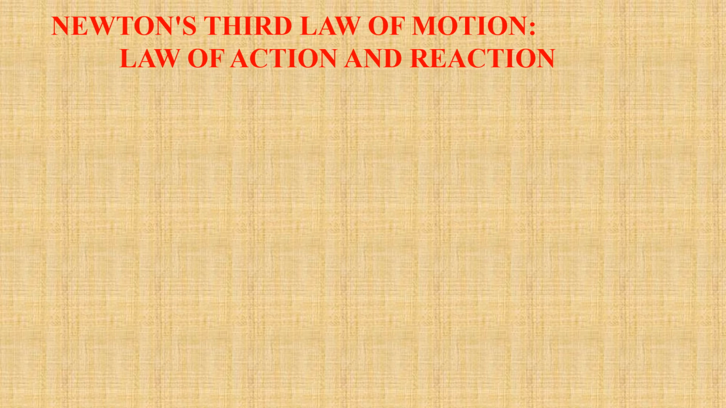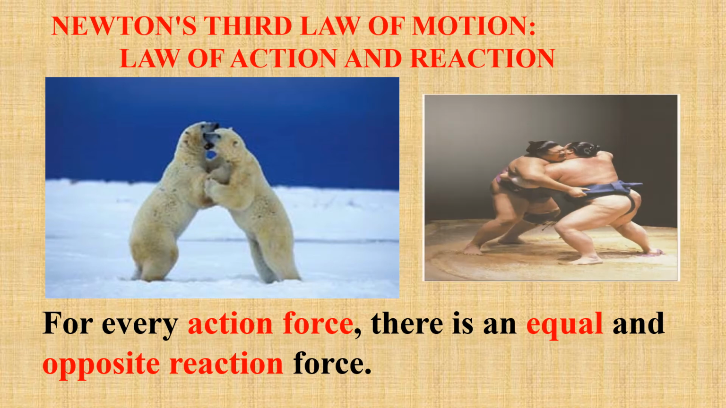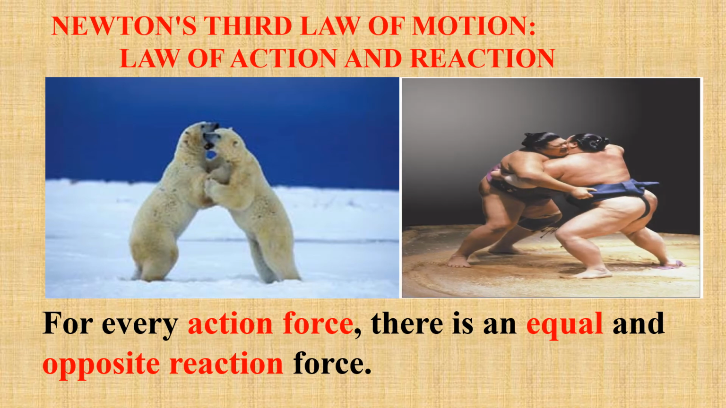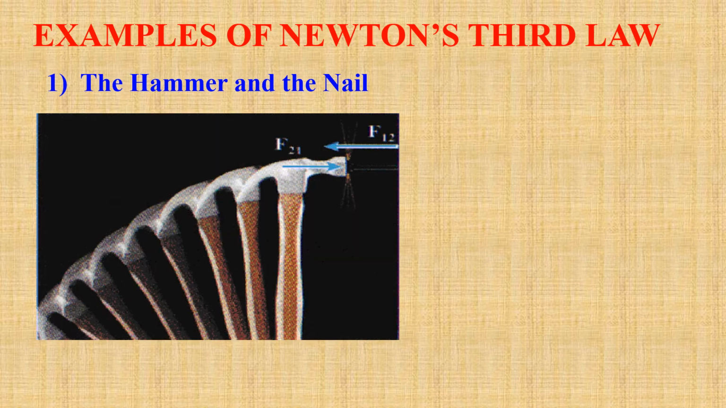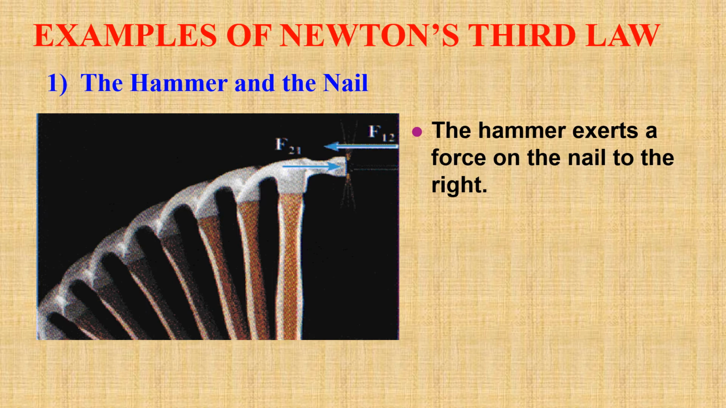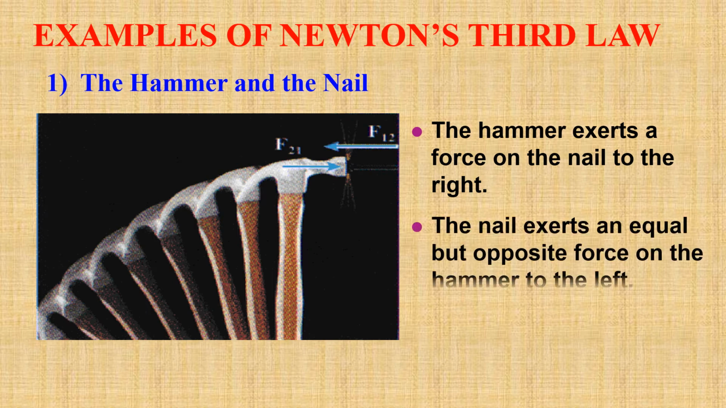Newton's third law of motion, or the law of action and reaction. For every action force, there is an equal and opposite reaction force. These two forces do not cancel each other because they are acting on different bodies. Examples of Newton's third law: the hammer and the nail. The hammer exerts a force on the nail to the right. The nail exerts an equal but opposite force on the hammer to the left.